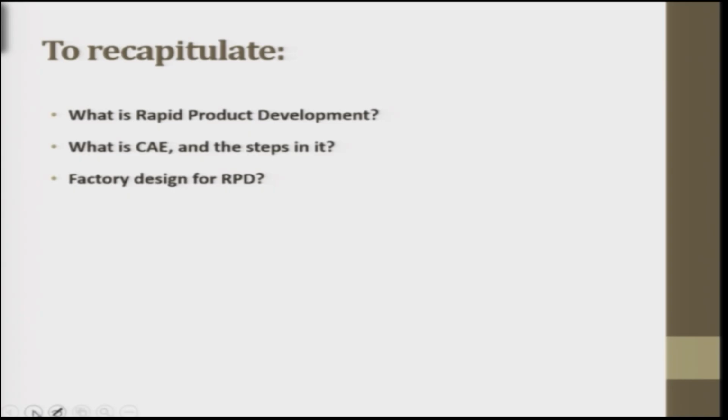So, to recapitulate, we discussed what is rapid product development, we discussed what is computer aided engineering and certain steps in it, and we discussed rapid design for rapid product development. So, this is the rapid product development process, and we have discussed these issues here: rapid product development, computer aided engineering, and factory for rapid product development, the factory for additive manufacturing.